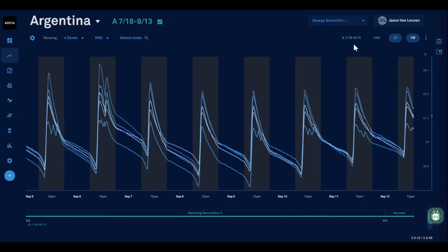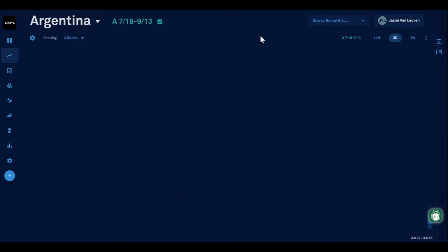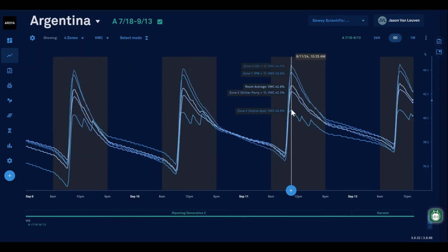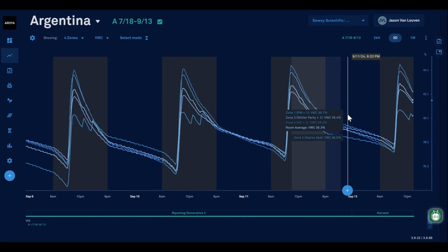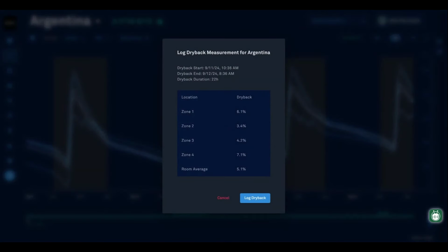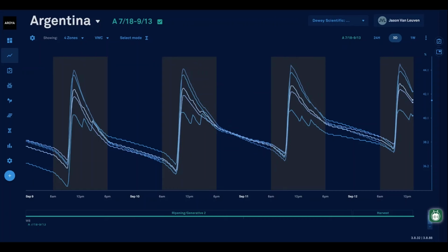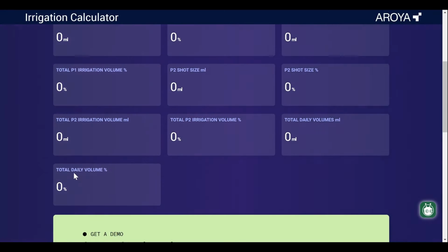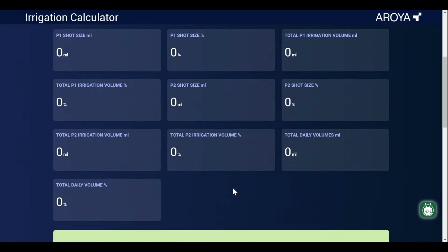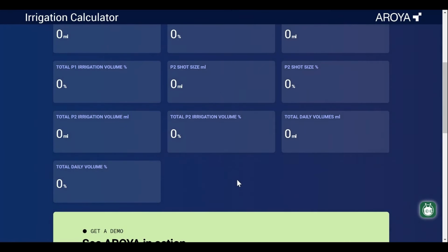So in this case, we're looking at some data from a local greenhouse, and I'm going to use the dry back tool right here. And we're going to check out yesterday's dry back and try and prescribe what irrigation we want to do for today. All right, so in this case, we had a pretty small dry back, room average of 5.1%. So when we're making these calculations, we know that I want my total daily volume to be at least 5%, right? So I want to be a little bit more than what I was at.